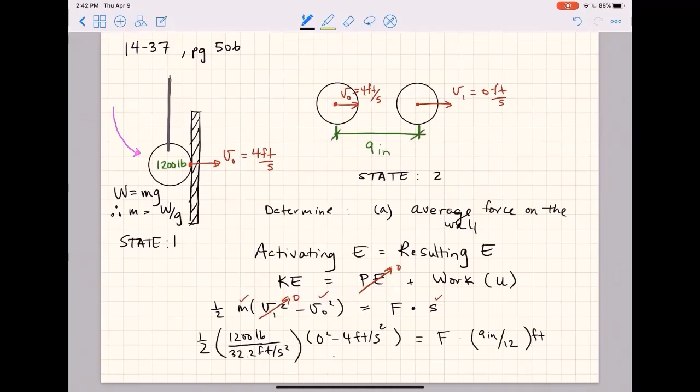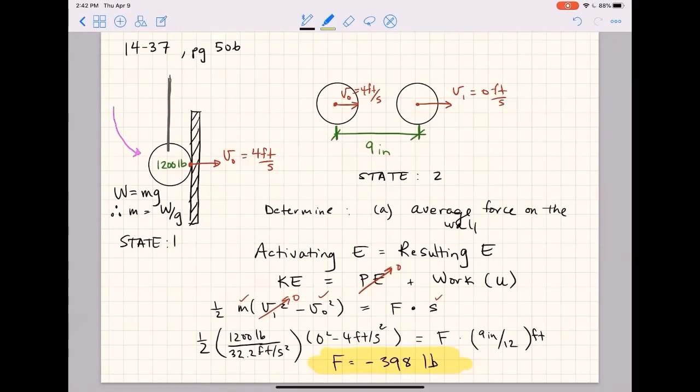Okay, so F is equal to, because of that -4 in there, you're going to see that we get negative 398 pounds. And I'm going to highlight that. Now, why did we get a negative value? Well, clearly our velocities to the right are positive, so that must mean that the force we determined was probably to the left, right?